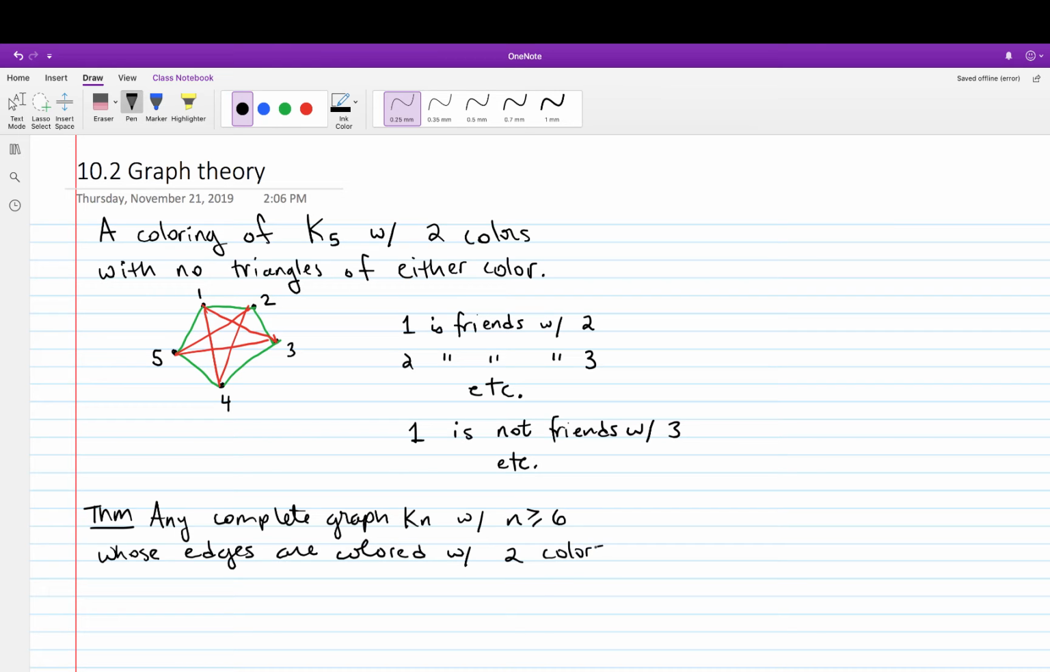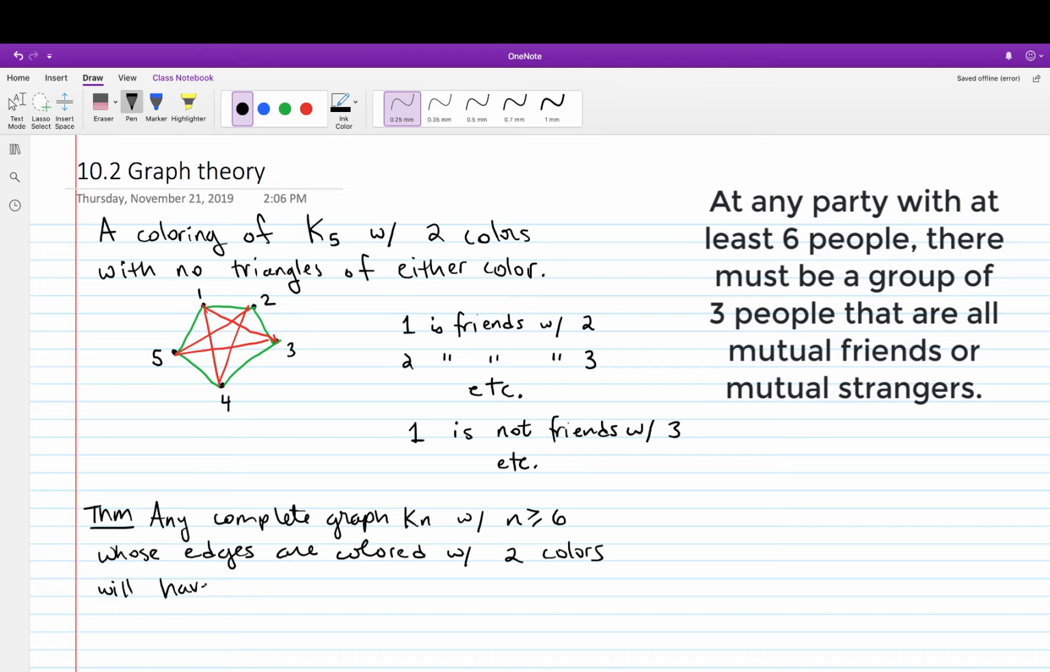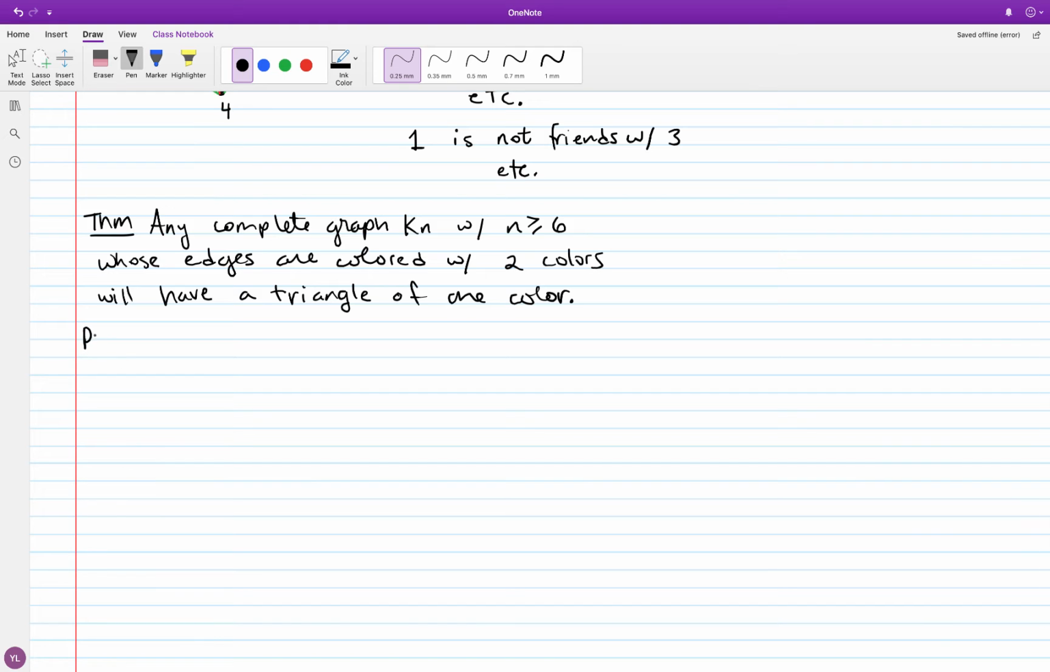So this is the statement of the theorem in graph theory terms about the friends at a party. The statement is that any complete graph on six or more vertices whose edges are colored with two colors must have a triangle of one color.